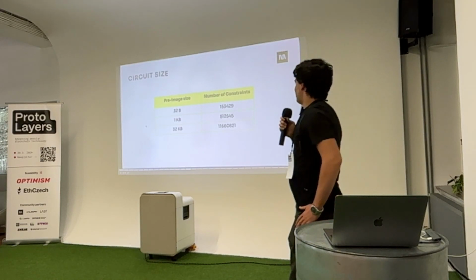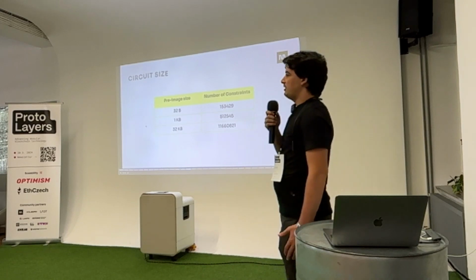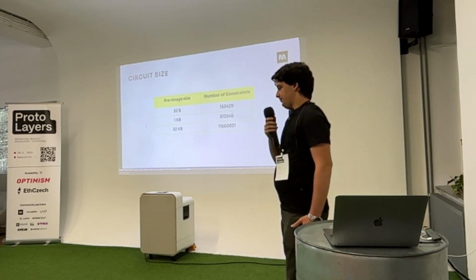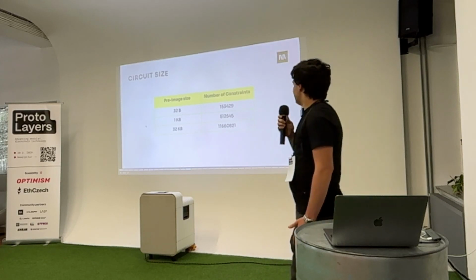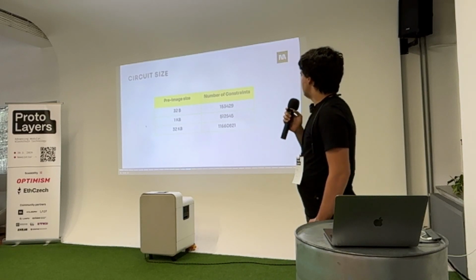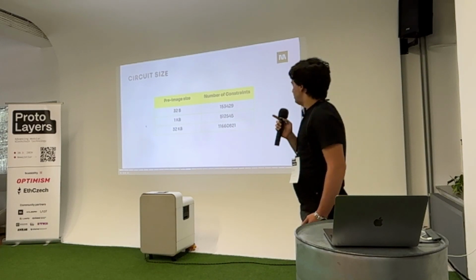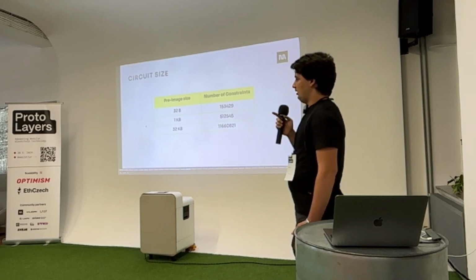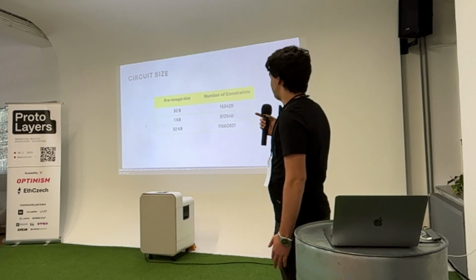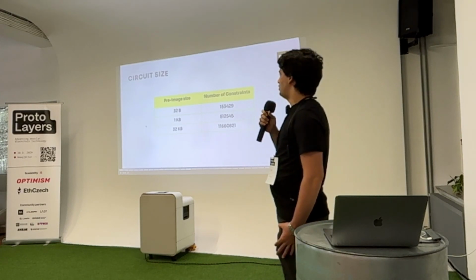Next, we look at the circuit size. So circuit size is measured in number of constraints. Every circuit will eventually be transformed into a system of rank 1 constraints. And as you can see here, it's not really linear. It's not really proportional. So going from 32 bytes to 1 kilobyte, we get like a 4x more constraints. And then going from 1 kilobyte to 32 kilobytes, we get around a 22x.